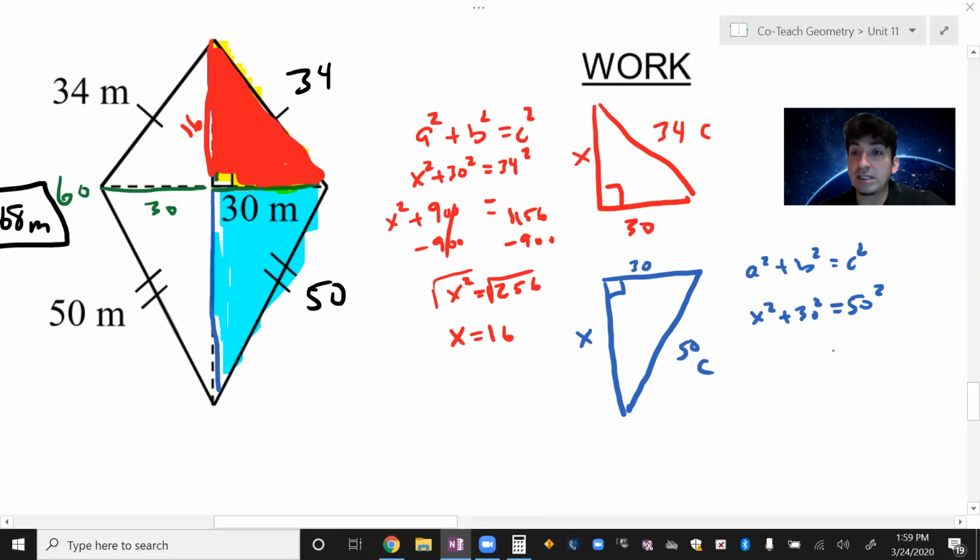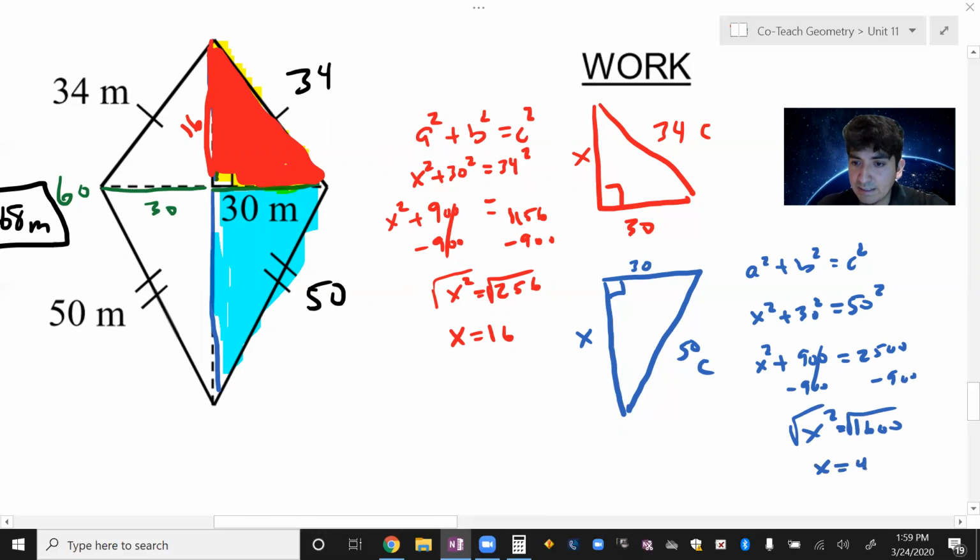So you're going to square it. 30 squared is 900, from what we just saw from the previous one, and then 50 times 50 is 2,500. Then you have x squared, so minus 900 on both sides. So x squared is equal to 2,500 minus 900, which is 1,600. Then square root it, and x equals 40.